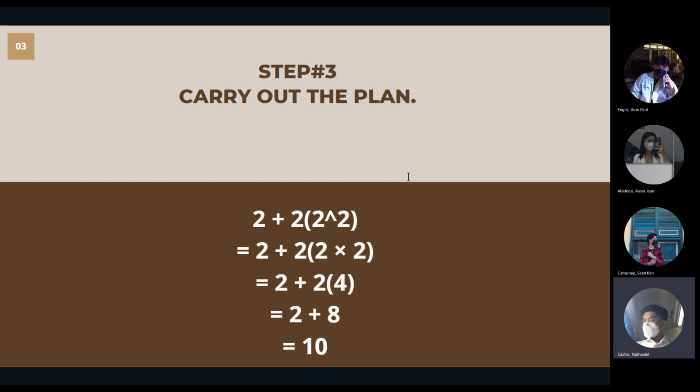First, we will solve the number inside the parentheses, which is 2 raised to 2. So 2 raised to 2 is 2 times 2, and 2 times 2 is equal to 4. Next, we will multiply 4 by 2, and that is 8. Last, we will just add the number 2, so the final answer is 10. The fourth step will be further discussed by Mr. Kamonay.